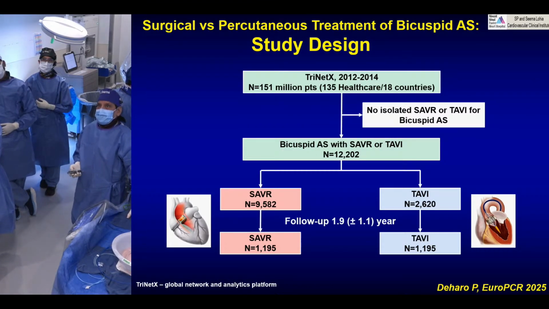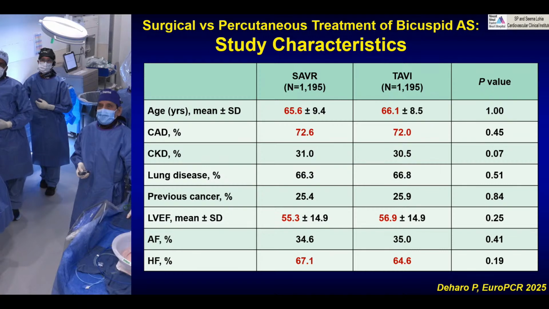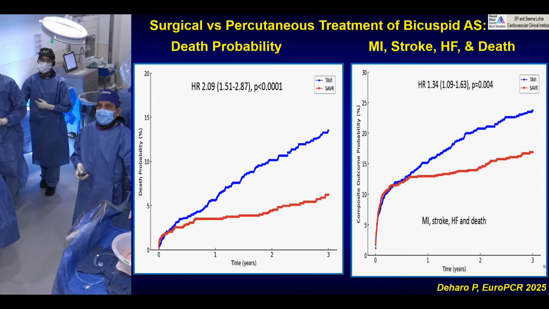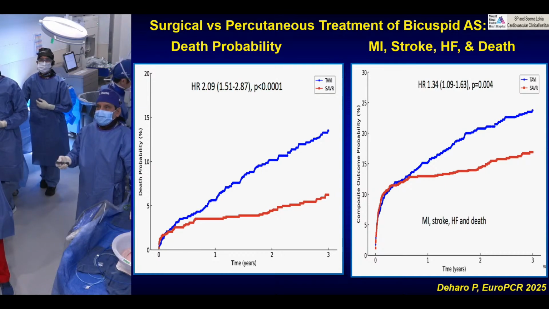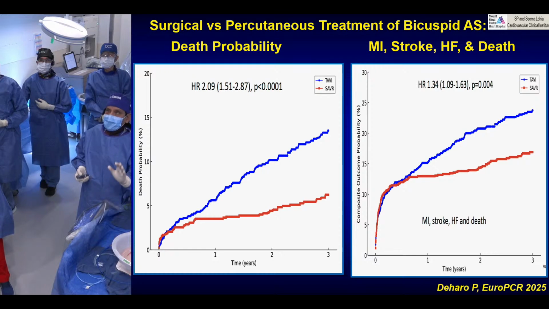And they presented this recent registry called the TriNetX Global Network analysis of the bicuspid cases. Large number of patients, but then they have the matched population of 1,200 patients, surgery versus TAVR. The message came out about the same: in the bicuspid valve, TAVI had a much higher event rate of death, MI, stroke, and heart failure. It is almost double, with a 2.5 odds ratio. So clearly, it's bad.